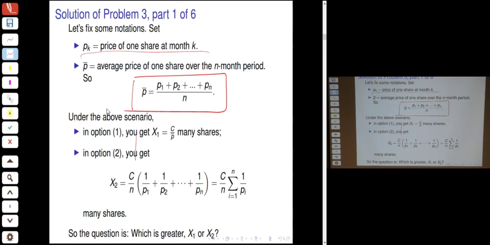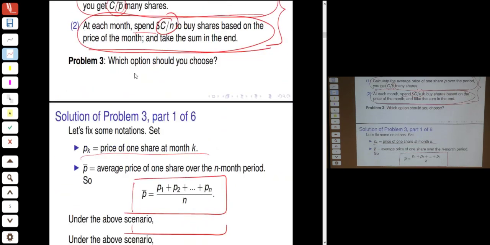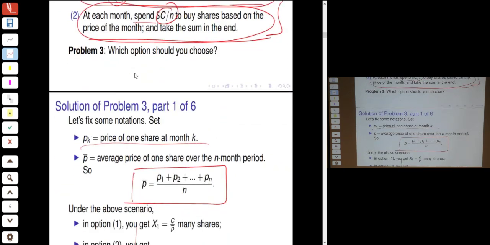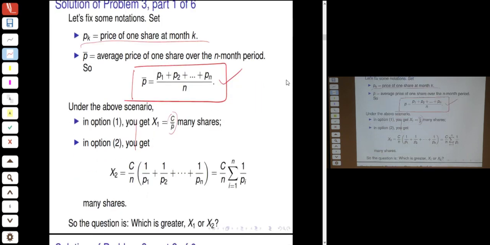So in option 1 you get C over P bar shares, because you are just calculating the average price of share over this n month period, and looking at how many shares at that average price are generated by your total investment C. So the total number of shares you get under option 1 is C over P bar, where P bar is given by this simple average expression.